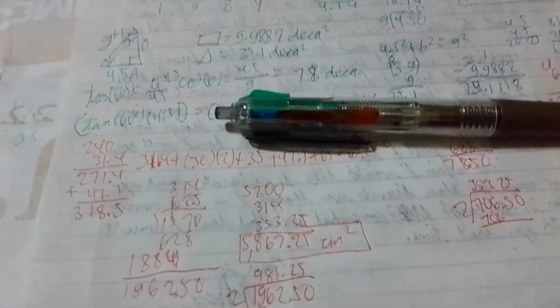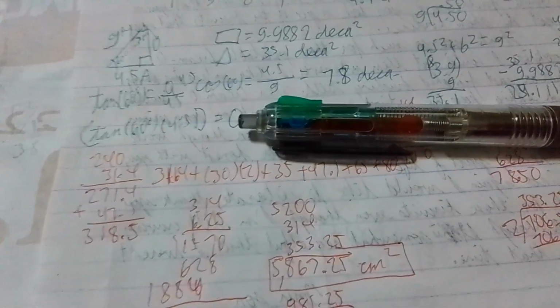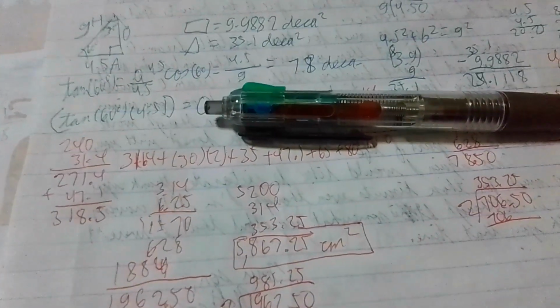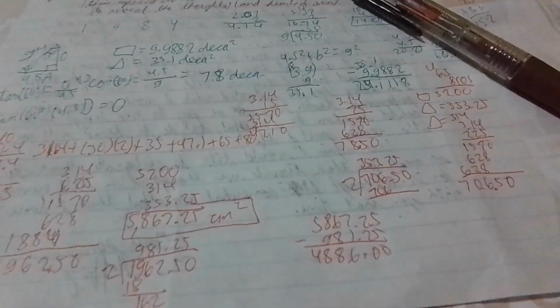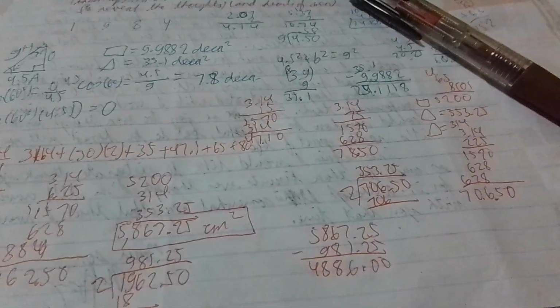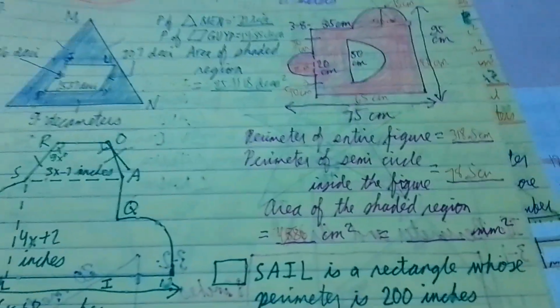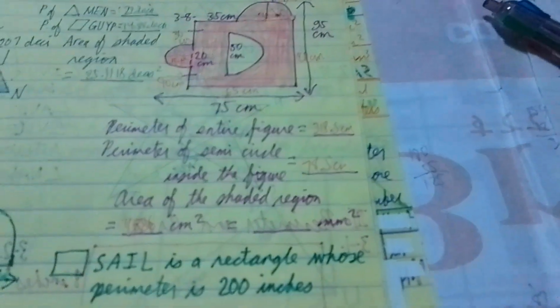Then what we do next is this. Remember this answer. What did we get? The answer that we get when we solve for the area of everything is 5,867.25. So we need to subtract that. So that should be the area of the shaded region. But that is 4,886 centimeters squared. But it has to be converted to millimeters squared.